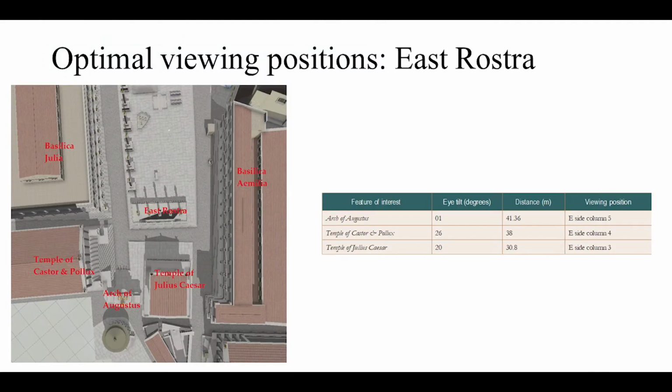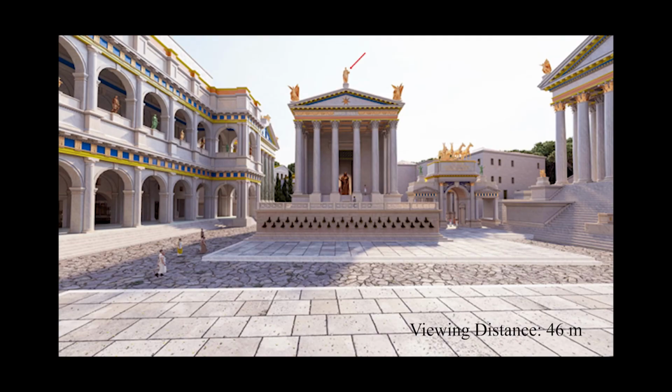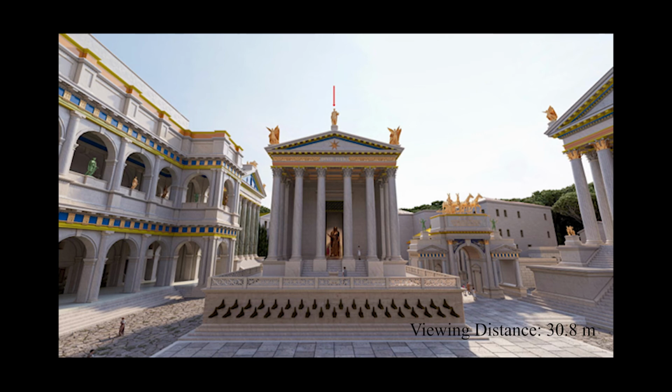Moving on to the east rostra, let's first turn our attention to the Temple of Julius Caesar. Prior to the construction of the east rostra in the late 3rd century CE, the ideal vantage point for seeing the facade of the temple was 46 meters from the columns of the pronaos, with eyes tilted at 15 degrees. However, once the rostra was built, the viewer could gaze at the facade from a higher vantage point, again 3.75 meters above the level of the Forum, reducing the distance for the best frontal view to about 30 meters, albeit with a slightly higher eye tilt.